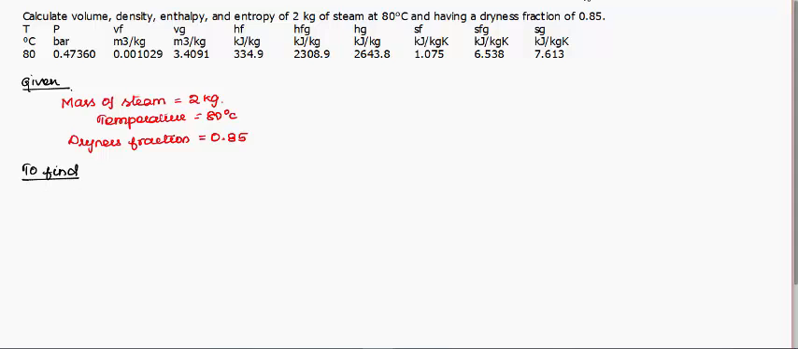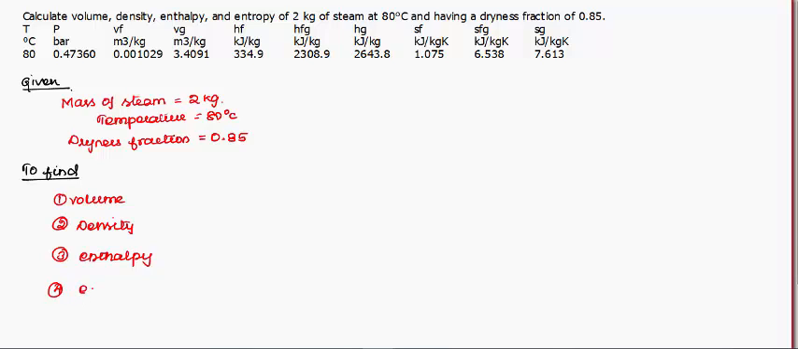So what are the parameters to be calculated? First one, volume. Second, density. Third, enthalpy. And fourth, entropy. So these four properties are to be calculated by using the given data. In the problem, they have given the steam table properties themselves. So, solution, next step.